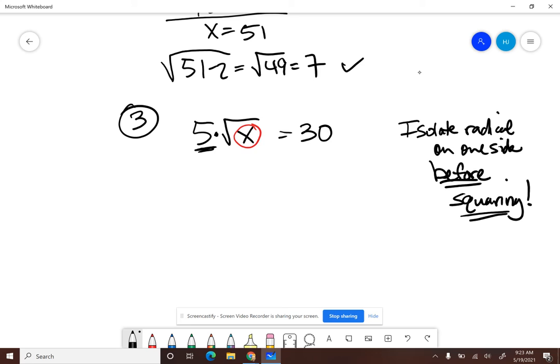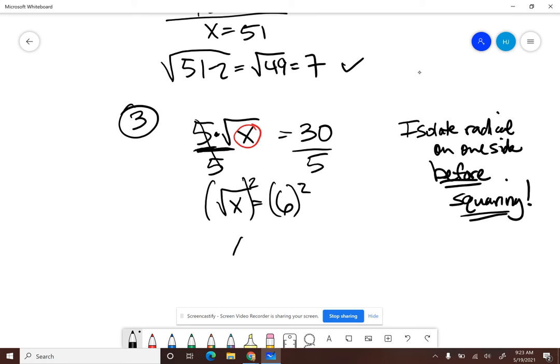Well, what is the opposite of multiplication? Well, the opposite of multiplication is actually division. So I'm going to first divide by 5 on both sides. And I notice what that does for me. This will cancel out, and I'm going to be left with the square root of x equals 30 divided by 5, which is 6. Now that I've got my radical isolated on one side with my variable, I can go ahead and square this. If I square one side, I have to square the other, which means I'm going to end up with x equals 6 squared, which is 36.